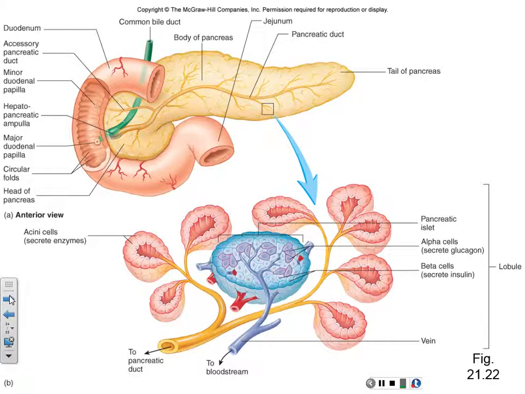And then you see the islets of Langerhans will have the alpha cells and the beta cells, and then it goes into the bloodstream. It doesn't go into the ducts. And the acinar part is what forms the enzymes. All right? You see what I'm saying?